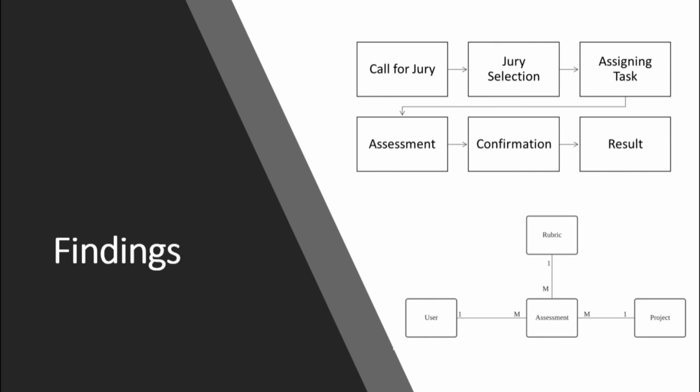Then the entity relationship diagram. The figure below shows the entity relationship diagram for the jury management system. Basically there are 4 tables involved, which are user, assessment, project, and rubric.